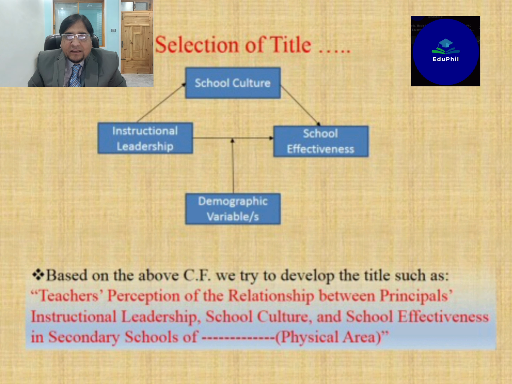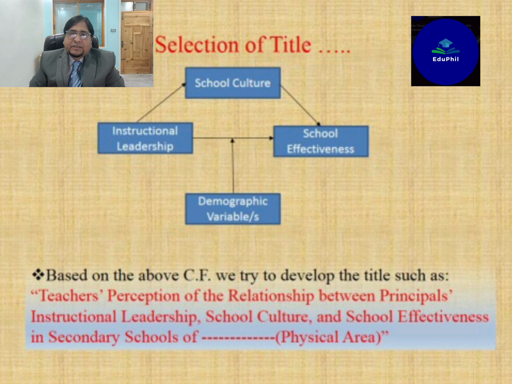Before going to the next slide, the whole process will be summarized because students consider the selection of the research title very difficult. So first of all, you should select your area of interest and you should select at least one variable from that area. You should study the related literature and find the gap about that variable. For example, school effectiveness, as we have chosen.